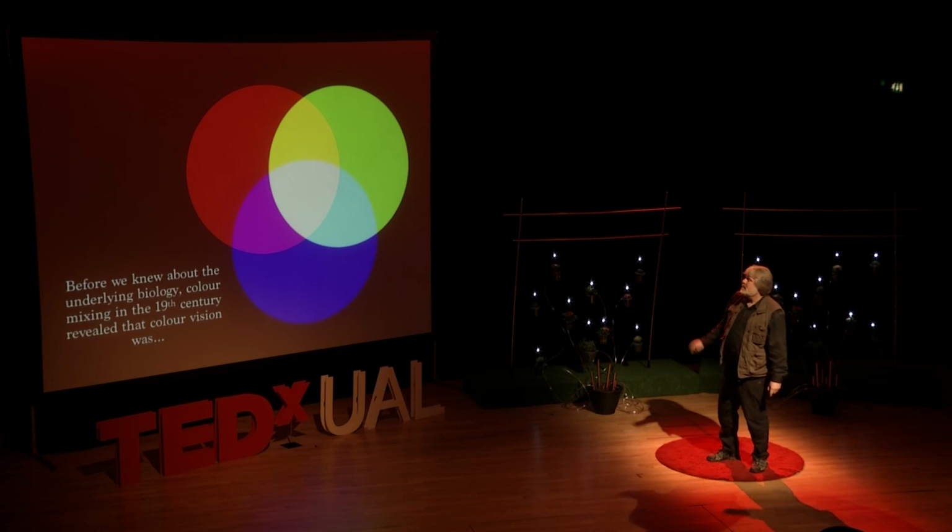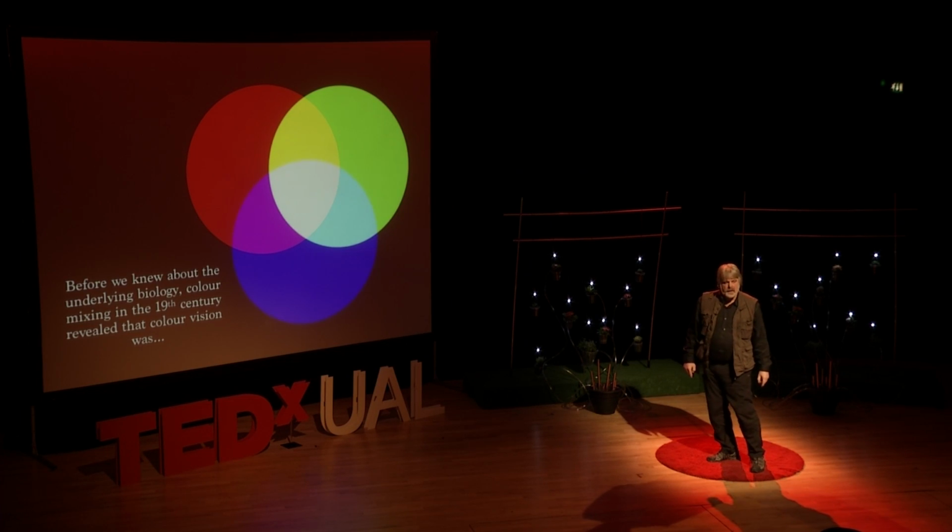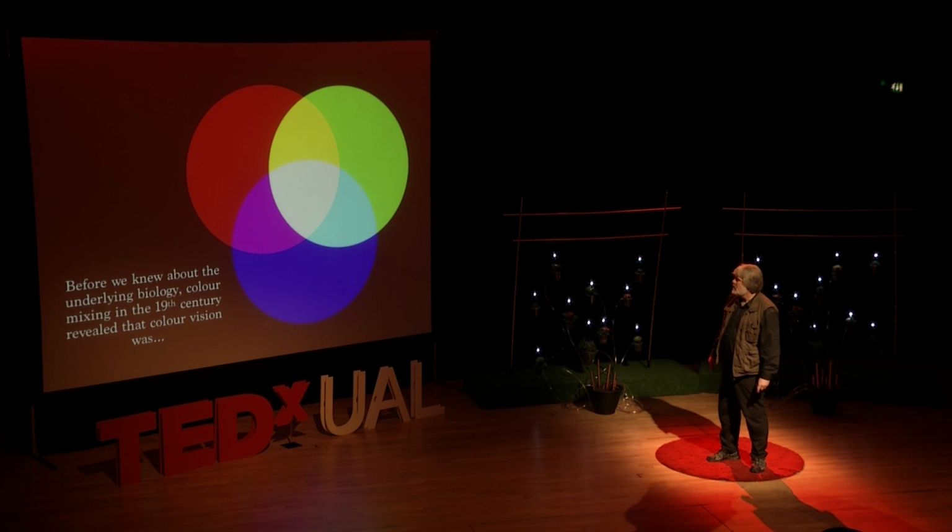So we knew about this before we knew anything about the underlying biology. In the 19th century, experiments showed us that colour vision was truly trichromatic. And trichromacy means that the input to the visual system is relatively simple. It is a three-variable system. You can define colours in terms of three numbers.